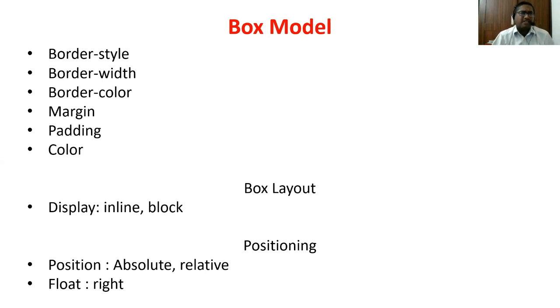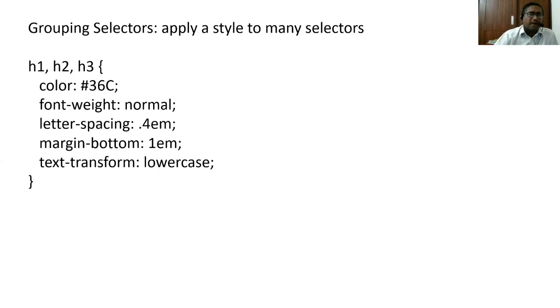Also, CSS contains the box model. That is border style, border weight, border color, margin, padding, etc. Box layout contains two display properties. One is called inline, another one is called block. Block means a particular thing is blocked separately as a container. Inline goes along with the content. Positioning also has types: absolute, relative, and float. Float colon right to display the image on the right, or float colon left to display it on the left. All these are CSS properties.